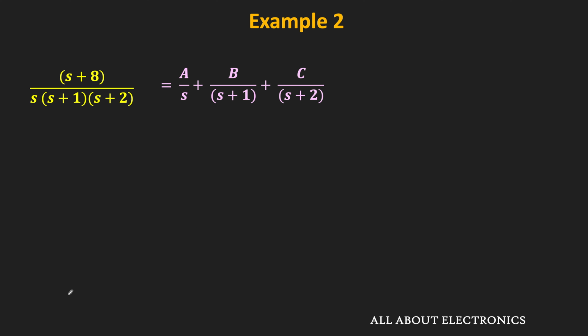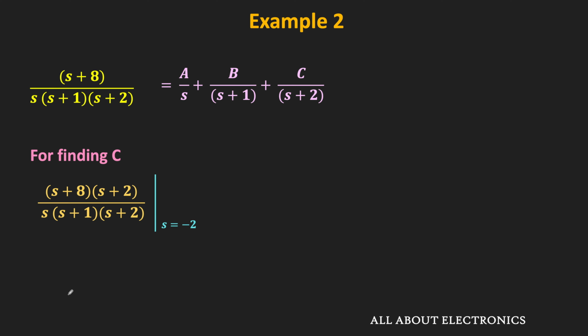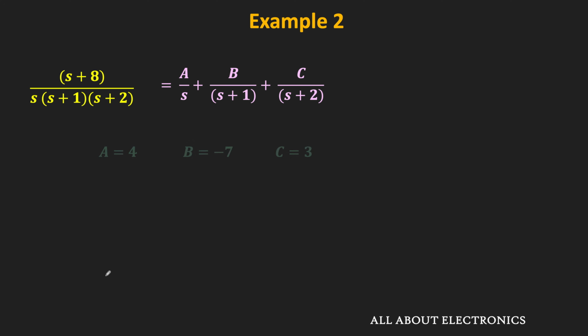Similarly, we can also find the coefficient c. So for finding the coefficient c, what we will do? We will multiply the left hand side by s plus 2, and we will evaluate the value of the expression at s is equal to minus 2. So once again, this s plus 2 in the numerator and the denominator will get cancelled out. And now, in this expression, if we put the value of s is equal to minus 2, then we will get 6 divided by minus 2 times minus 1, which is equal to 3. That means the value of the coefficient c is equal to 3. So in this way, we got the value of the coefficients a, b and c.